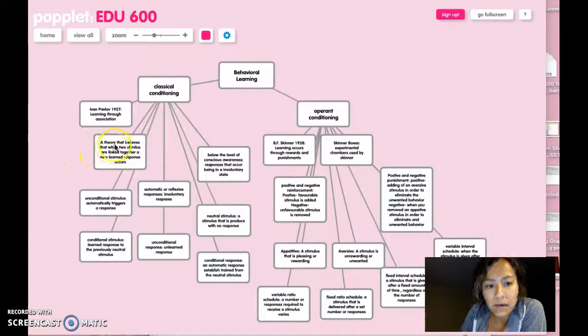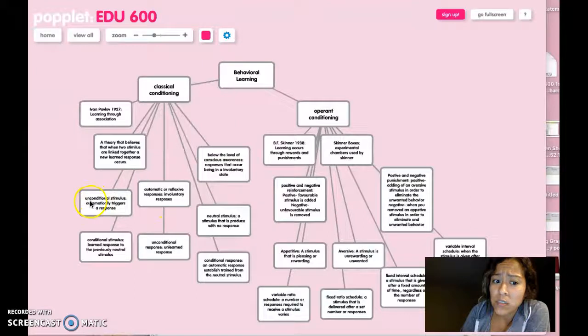So we have here classical conditioning as a theory that believes that when two stimuli are linked together, a new learned response occurs. Then I have my first red word, below the level of conscious awareness, which I understood as the response that occurs when you are in an involuntary state. And then we have automatic or reflexive response, which is an involuntary response.